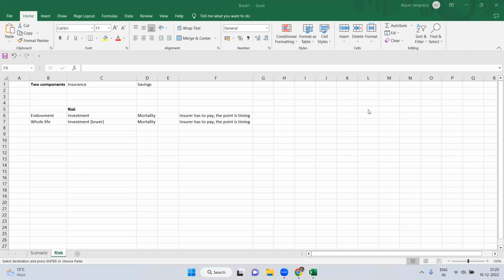Just to give an example, in IFRS 17 also they particularly try to distinguish between these two components, the insurance component and the saving component, which in IFRS 17 is known as the investment component, right? So what is the saving component?